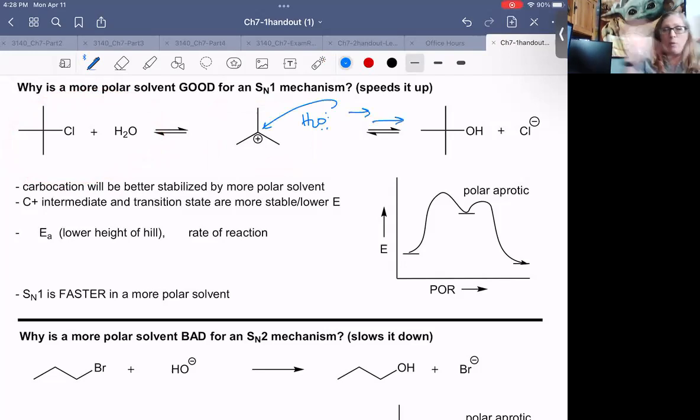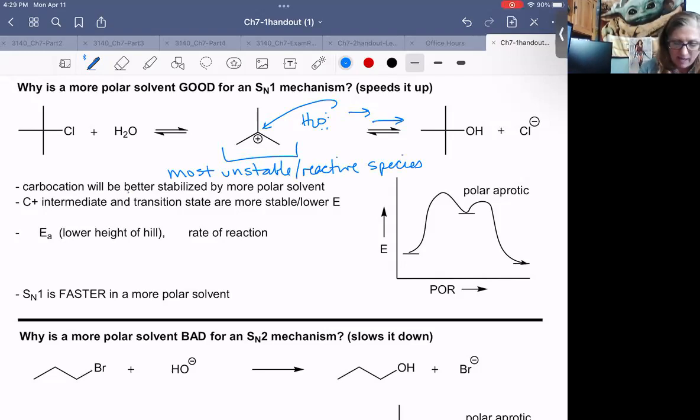Okay, so of this whole reaction, what is the least stable species? It's clearly this carbocation intermediate. It's positively charged, it's missing an octet. So this is the most unstable reactive species in the whole reaction path. Okay, so what happens when I use a more polar solvent? That carbocation will now be better stabilized. Let me highlight that so I can see it a little better.